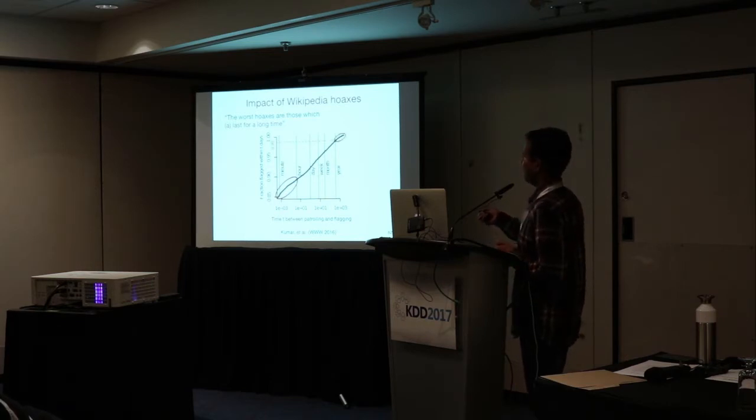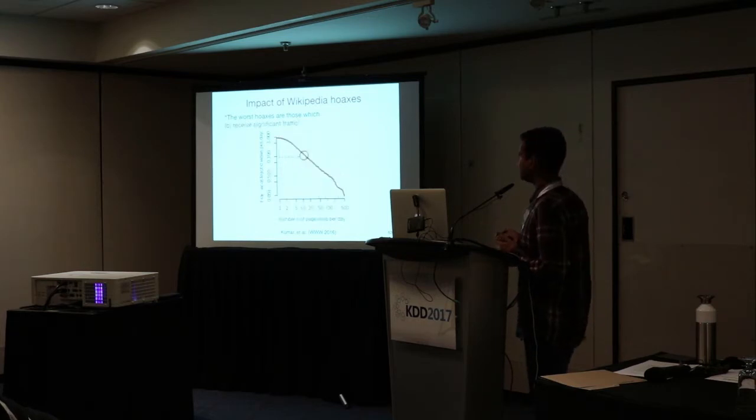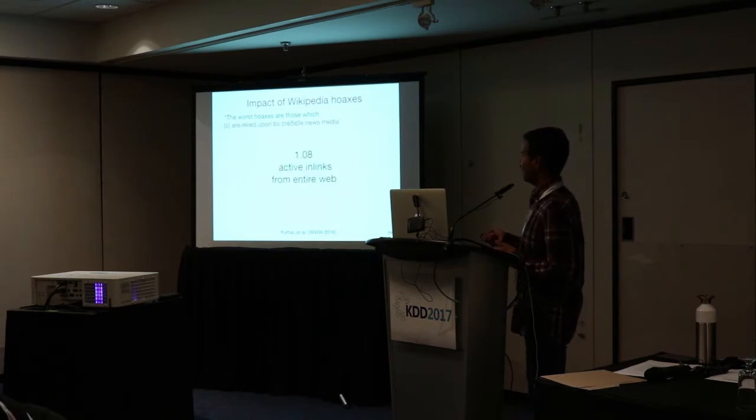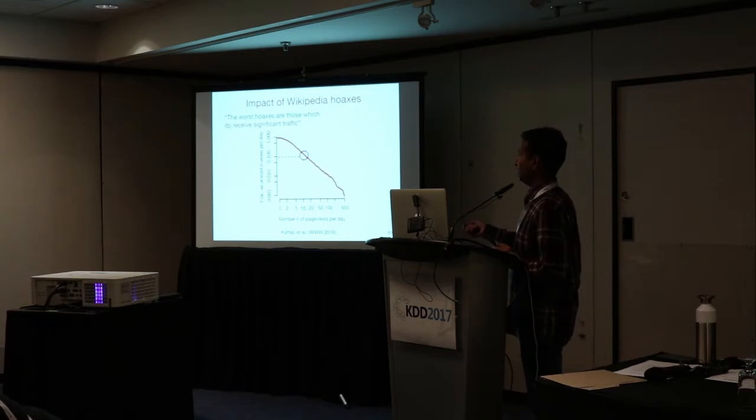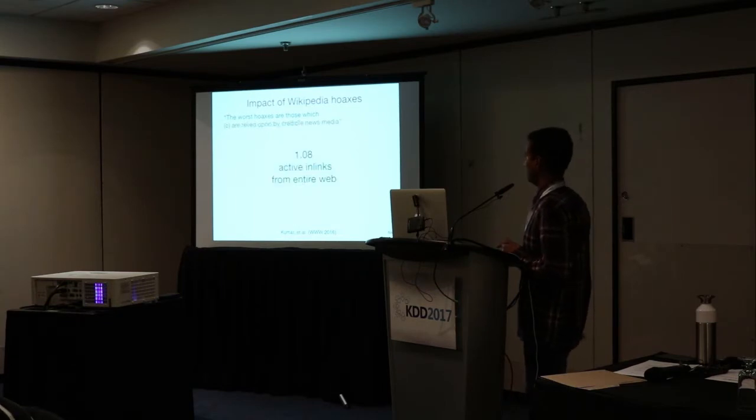But 1% of the articles survive for over a year without being detected, and they survive as a hoax. They survive looking like a normal Wikipedia article. They also receive significant traffic. What we see here is that 10% of the Wikipedia hoaxes get at least 10 page views per day, which is much higher than what a normal Wikipedia article gets.